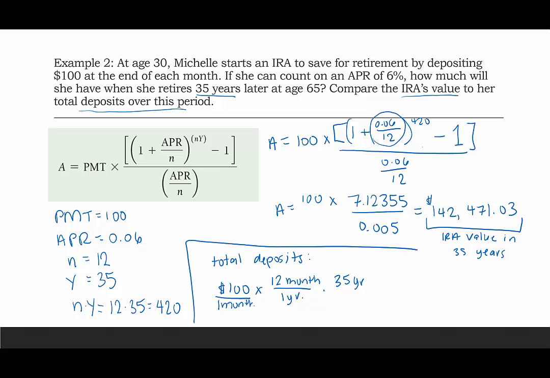I'm going to do a little dimensional analysis here. The months cancel, the years cancel. We're left with the amount of money. 100 times 12 times 35 is $42,000. So she deposited $42,000. Her IRA contains $142,000. This means that her account contains more than 3 times what she deposited. So that's a pretty good deal for Michelle.